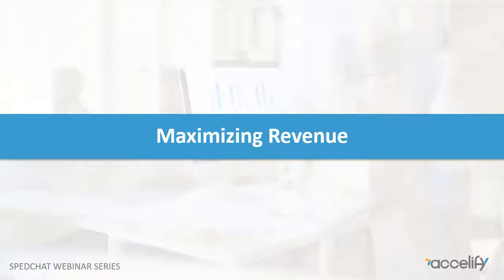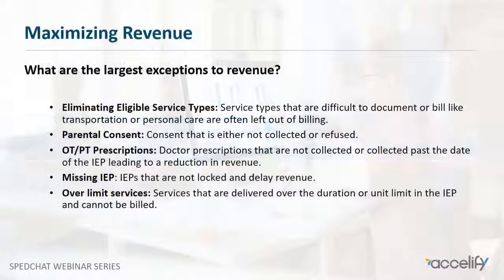Now let's talk about maximizing your revenue. So what are the largest exceptions to revenue? What prevents services from being billed? First, we see this quite often with districts. Service types that seem very, very difficult to bill are ignored, and they're left out of the billing process entirely. And this is most often with transportation and personal care services.